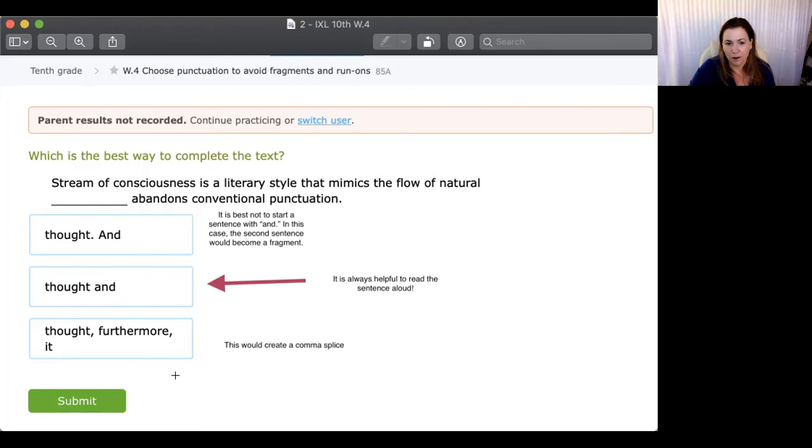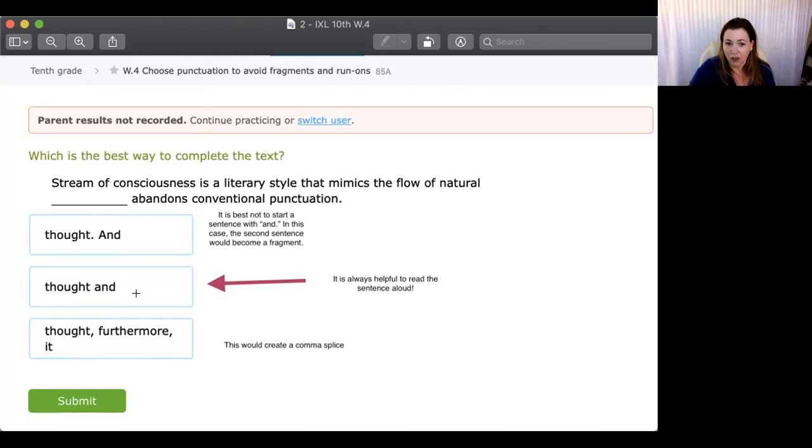Let's look at this one now. Thought, comma, furthermore it. Okay. Stream of consciousness is a literary style that mimics the flow of natural thought. Furthermore, it abandons conventional punctuation. This creates a comma splice with the comma after thought. Furthermore is not a coordinating conjunction. So this does not work as a possibility.